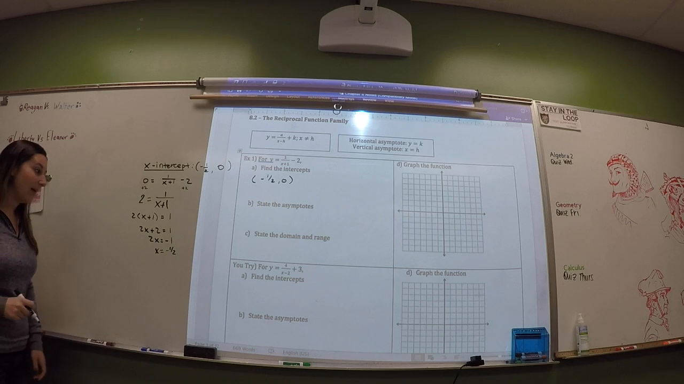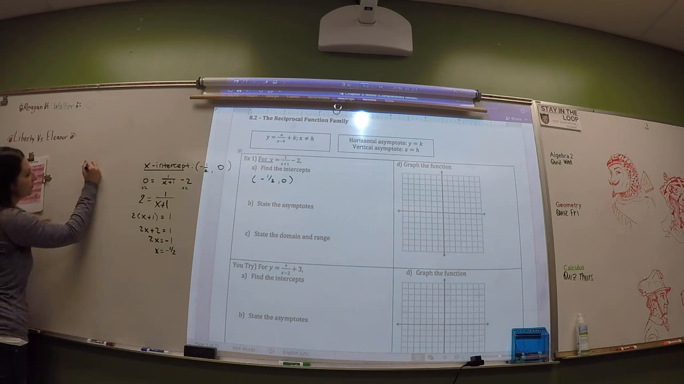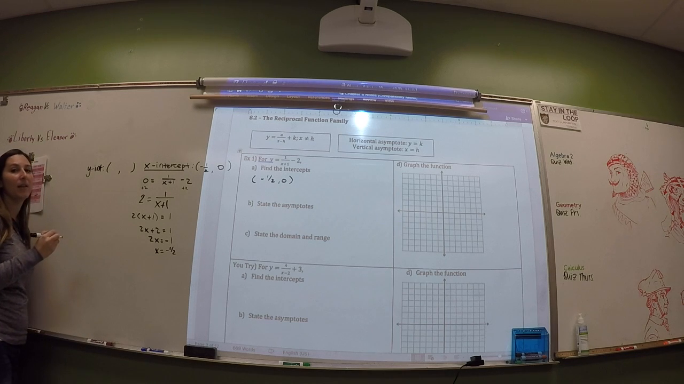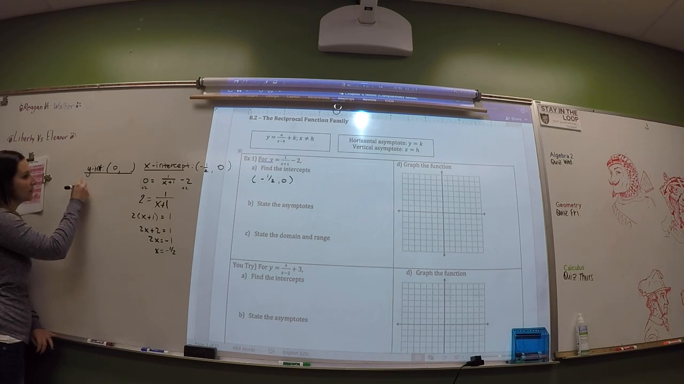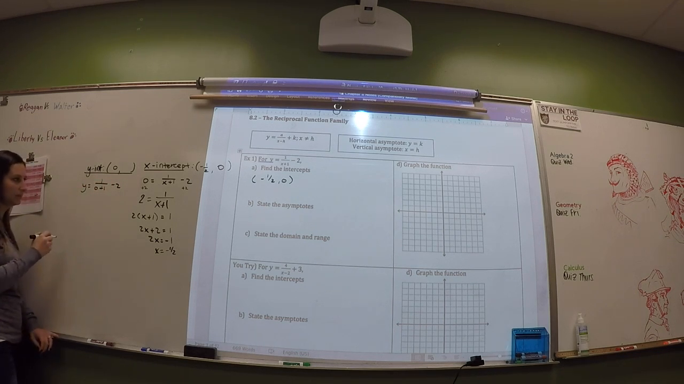Now your y-intercept is going to be when x is 0. So you're going to plug in x equals 0 for x. These are usually easier to find. So I plugged in 0 for x.